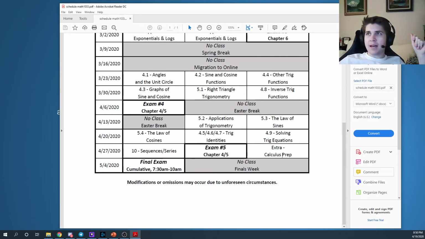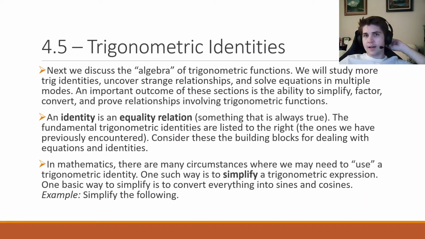Anyways, let's get back into trigonometric identities. Sorry, I got on a huge tangent there. Again, no pun intended. Very easy to do that in trigonometry.